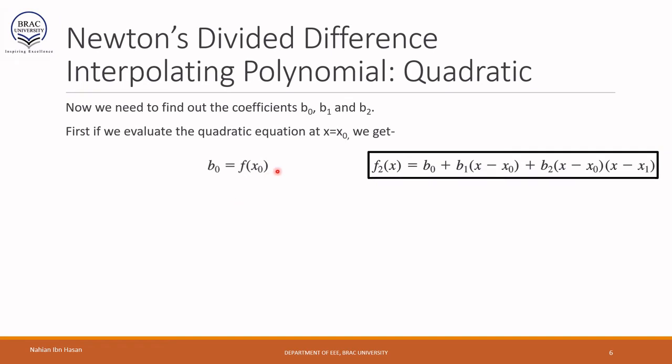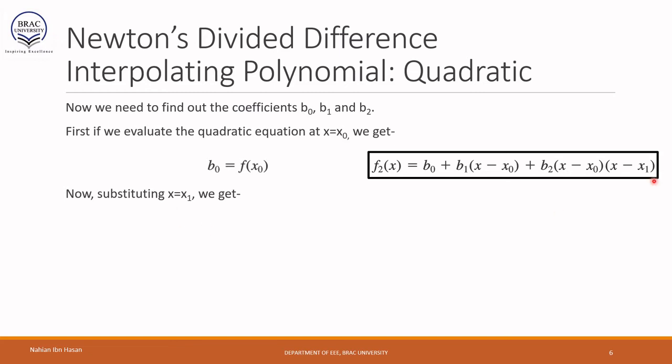Similarly, what we are doing here is just putting the x0 value into this equation. So if we put x0, this second term x minus x0 is going to be equal to 0. Similarly, the third term here, x0 minus x0, is also equal to 0. So we are just left with b0. So b0 equal to f of x0. So b0 is nothing but the function value at the point x0. Similarly, we can determine the other coefficients, that means b1 and b2.